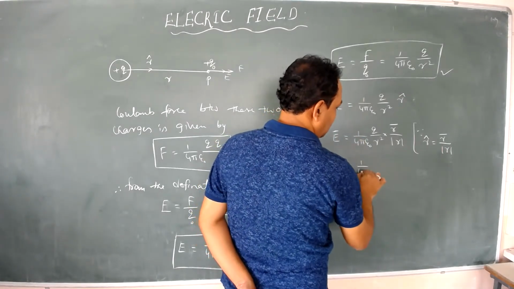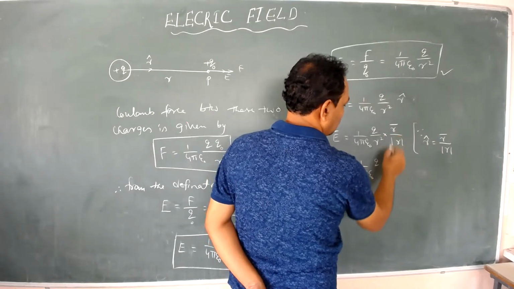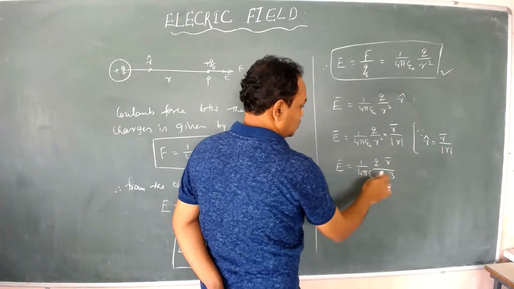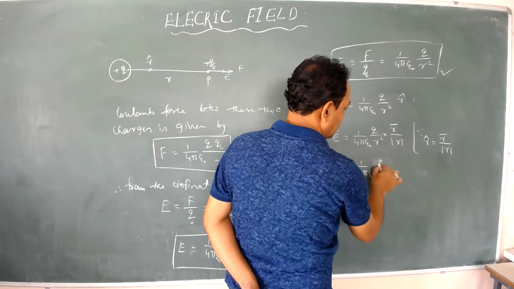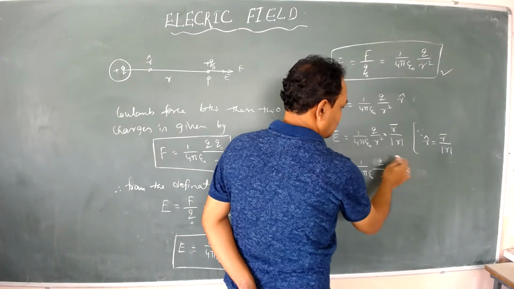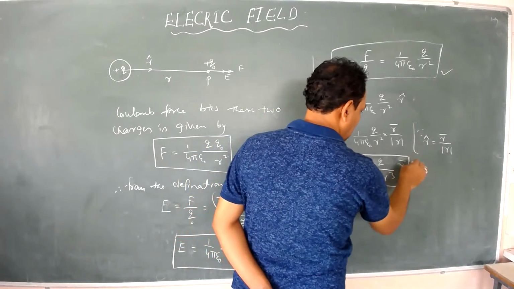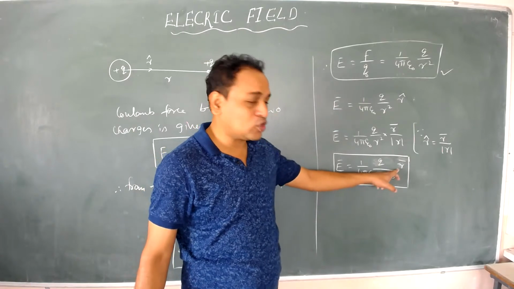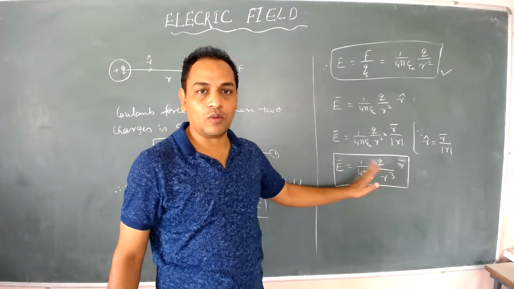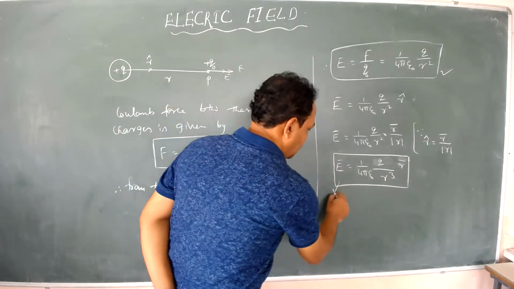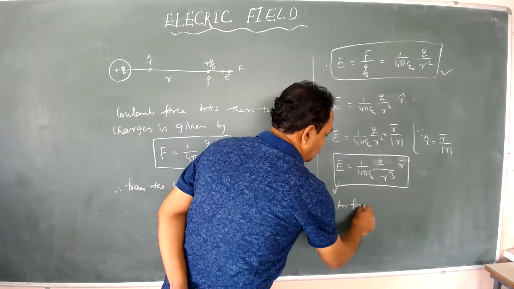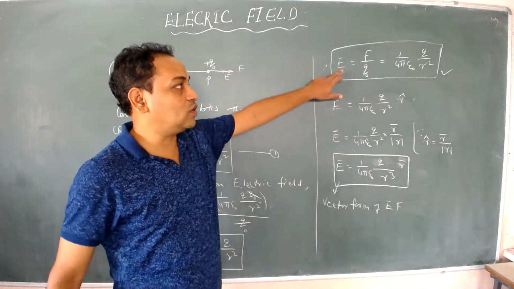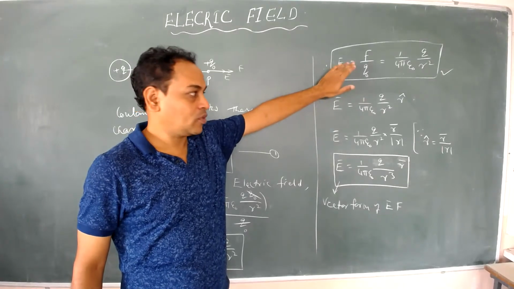Therefore, E bar is equal to 1 by 4 pi epsilon naught into Q R bar by R cube. This way, both will become R cube. So I can write R bar separately. These are all multiplication only. So finally, we can say 1 by 4 pi epsilon naught into Q by R cube into R bar. Now this is called the vector form of electric field, and this will give the magnitude of electric field. Got it? Fine.